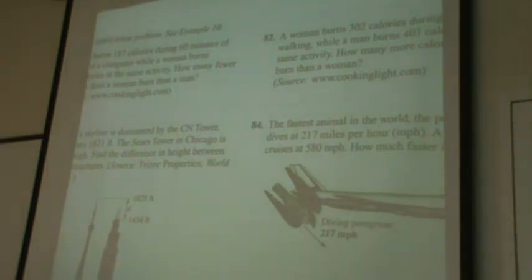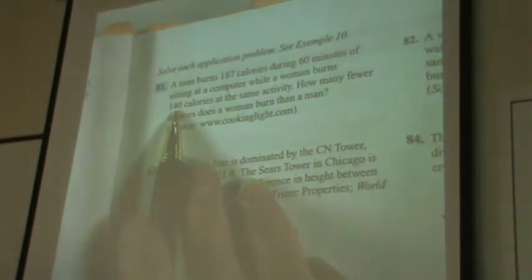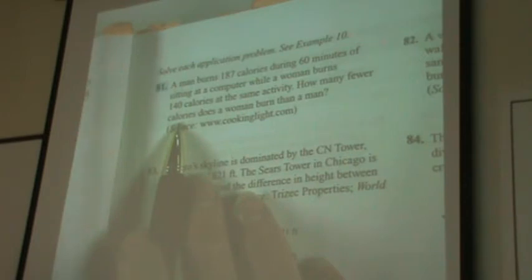Okay? Number 81. A man burns 187 calories during 60 minutes of sitting at a computer, while a woman burns, that's not fair, 140 calories at the same activity. Men burn off faster than women. That's just not right. How many fewer calories does a woman burn than a man? How many fewer, you're going to be subtracting.